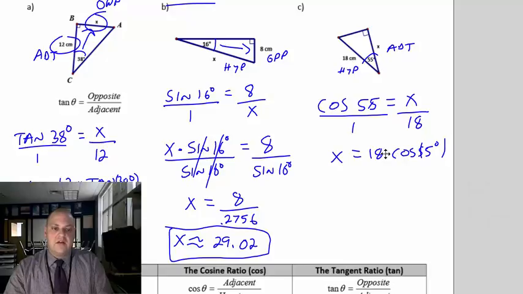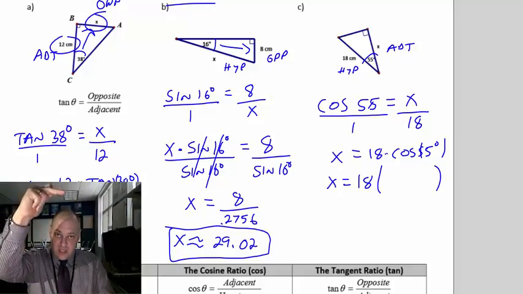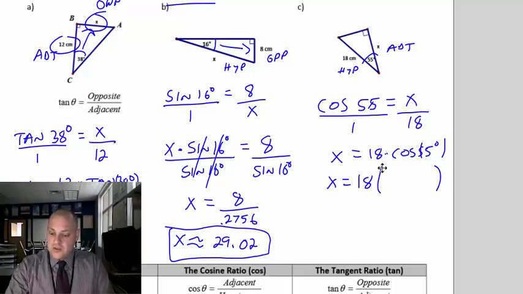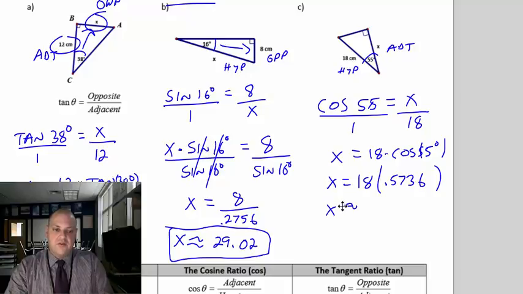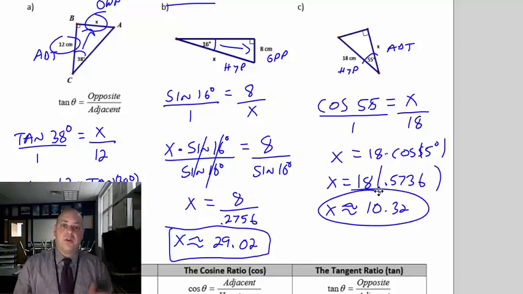Okay, and we're going to do 18 times the cosine of 55. Again, go to your table, go to 55 degrees, go to cosine, look down, and you should see 0.5736. Just did this ahead of time so I don't keep flipping back and forth. Save you guys a little bit of time here. 18 times 0.5736 is 10.32. So we would know that that x, that adjacent side, is approximately 10.32.